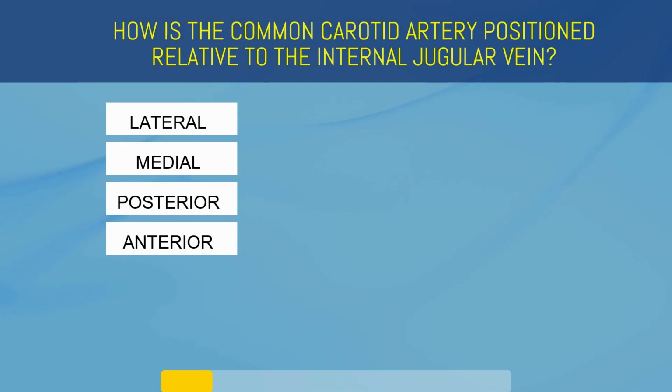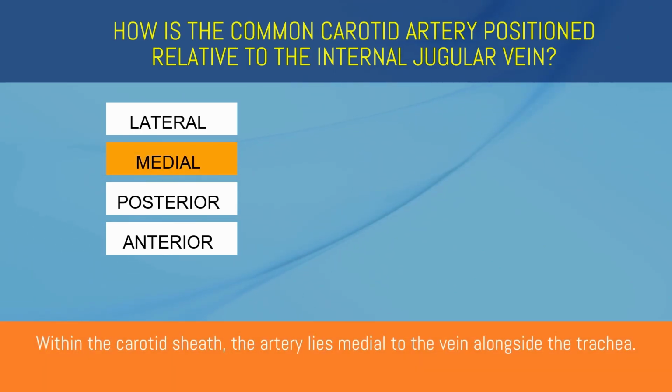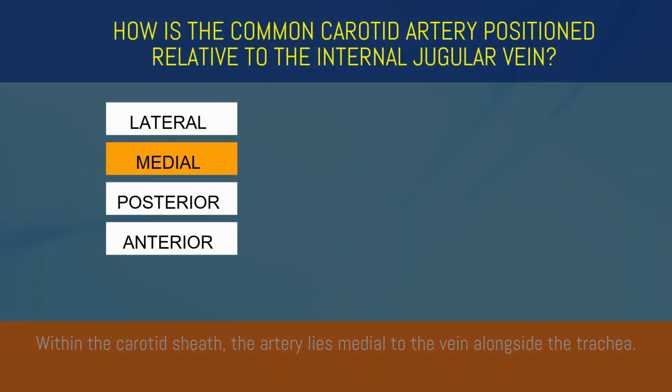How is the common carotid artery positioned relative to the internal jugular vein? Lateral, medial, posterior, or anterior? Medial. Within the carotid sheath, the artery lies medial to the vein alongside the trachea.